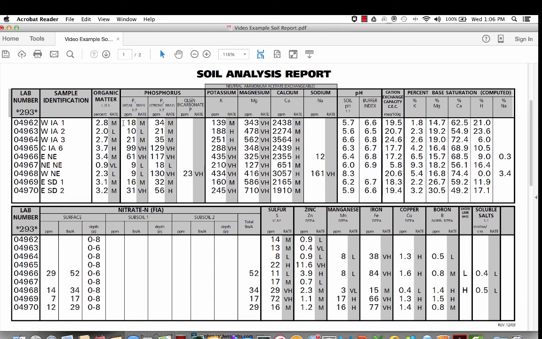But again, like I said earlier, with an 18 part per million P1 Bray, we're probably going to want to build that a little bit and also replace crop removal for whatever crop that we're putting in there.